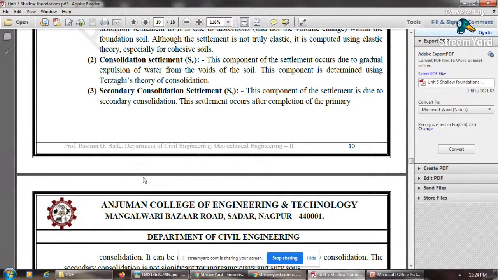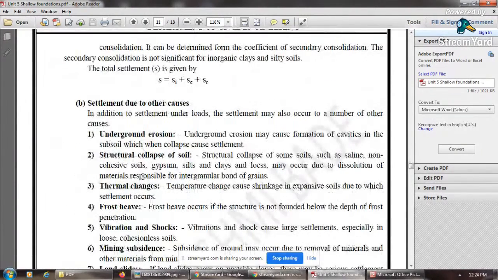Next is secondary consolidation settlement, SS. This component of the settlement is due to the secondary consolidation. These settlements occur after the completion of primary consolidation. It can be determined from the coefficient of secondary consolidation. The secondary consolidation is not significant for inorganic clays and silty soils. The total settlement S is given by S equals Si plus Sc plus Ss.